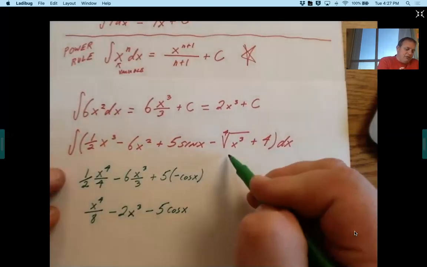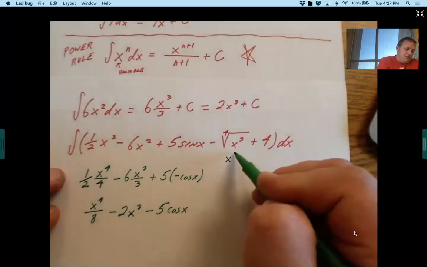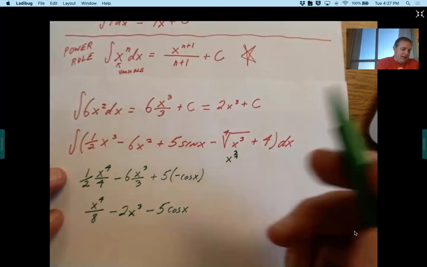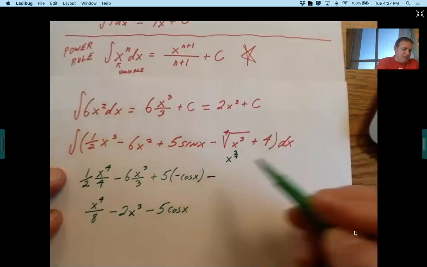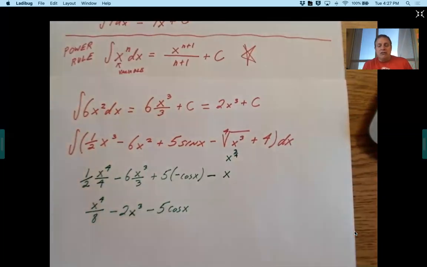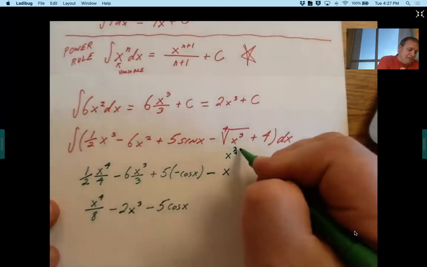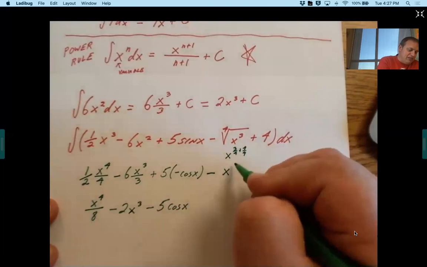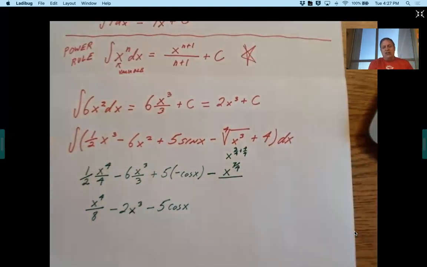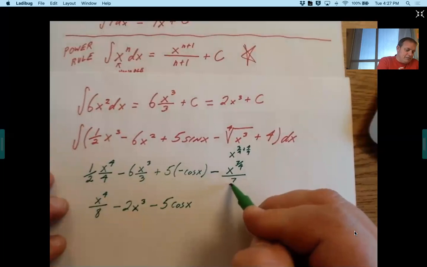Well, I first of all would have to rewrite this. This is really x to the 3/4. So when I do this, it's going to be minus. I'm going to have x, and I'm going to add 1 to 3/4. If I do that, I have to add 4/4, which makes it 7/4. And yes, you do have to have knowledge of fractions off the top of your head. You're in calculus. You can do that. Okay, divided by the new power.